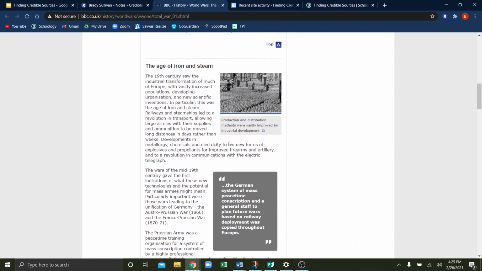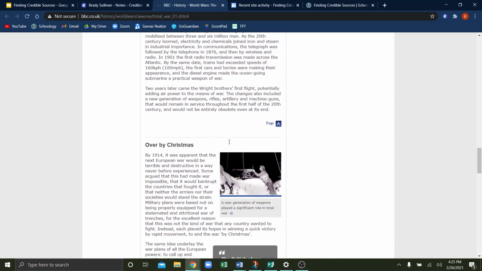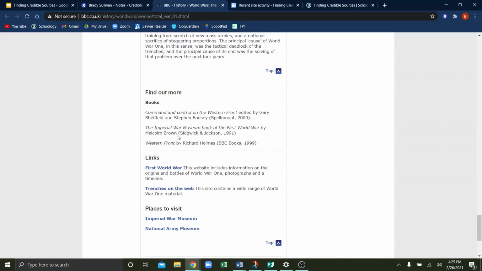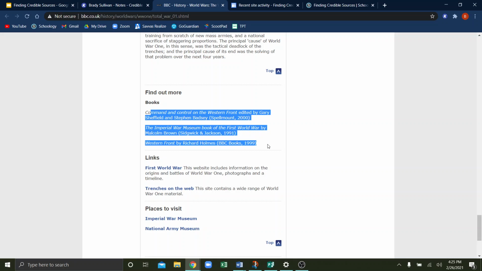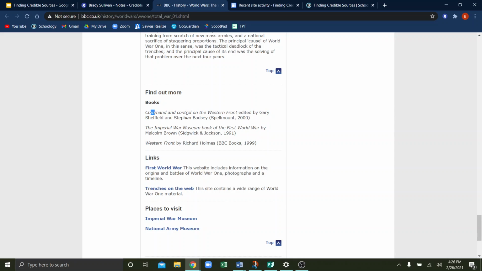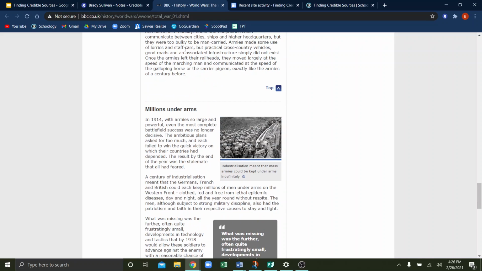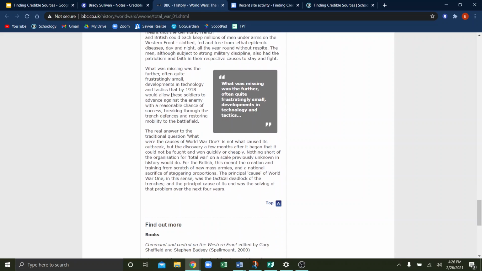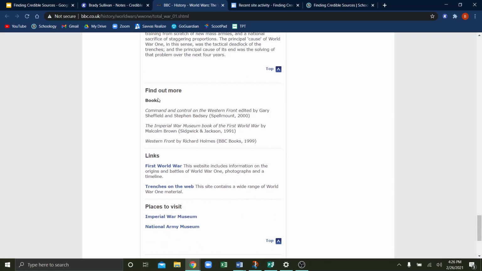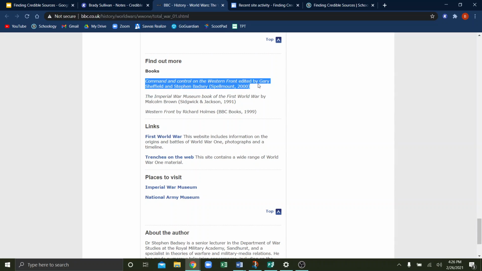If we scroll down all the way, come on. There it is. Find Out More. Books. Right here is our works cited. This is all the information that Stephen Badsey used to prove that his article is correct. If we were to read through this, we would pick up on all sorts of different information about the war, and then we come to here, and he's telling you, look, you don't believe me? This is exactly where I found this information.